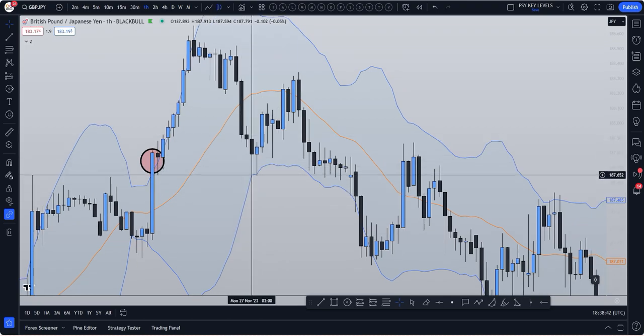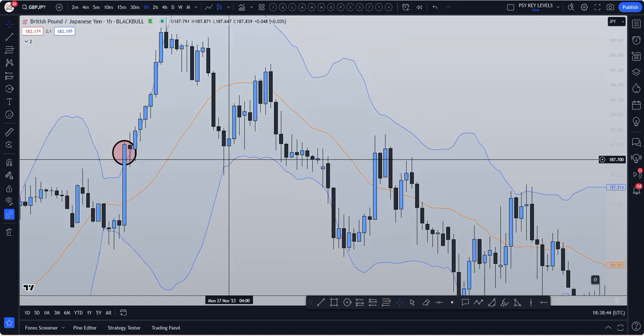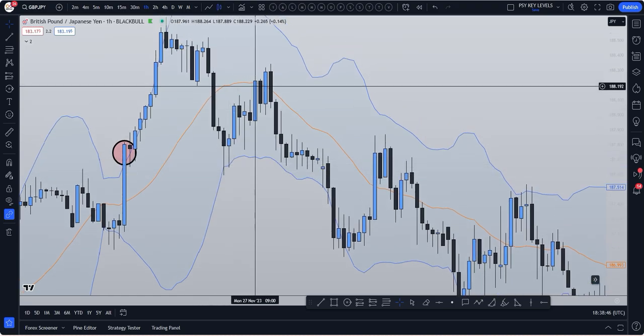Another one. Okay, so as soon as price... okay, this one here, price did touch this one and bounced off.